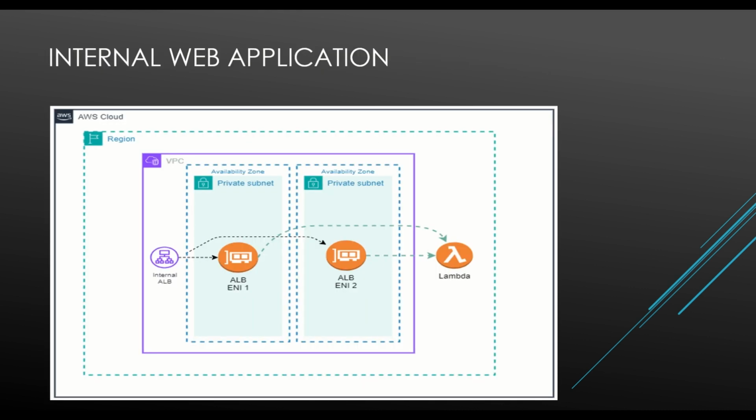And this is the architecture for internal web application. I will show you in the demo and I'll walk you through how to create this architecture. In this, it's very simple. I have a VPC and I have two availability zones and I created two private subnets, and I have created an internal application load balancer, and I have also created Lambda, and Lambda is going to serve as the compute environment, and we are going to host our simple HR application website in Lambda. And I will walk you through in the console how to create this architecture.